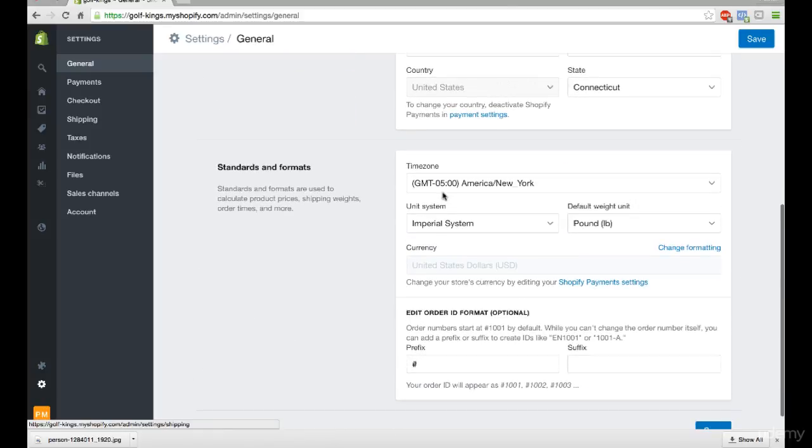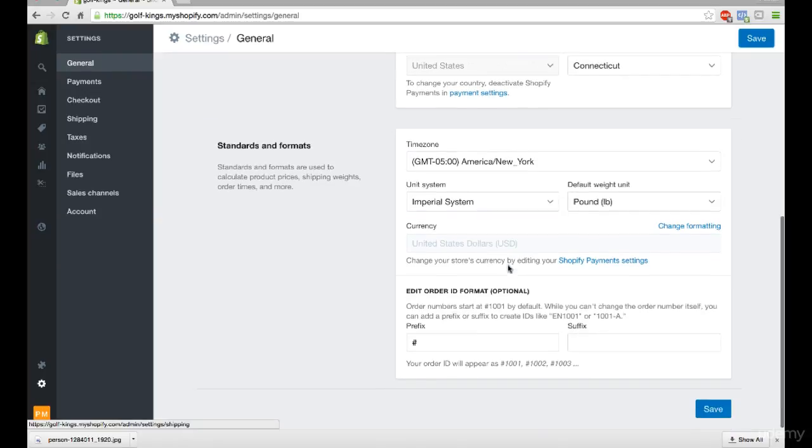Set your time zone, whether you ship in pounds, US dollar. This will be determined by Shopify most likely, unless you're out of the United States and you want to do business in US dollars or whatever other currency.